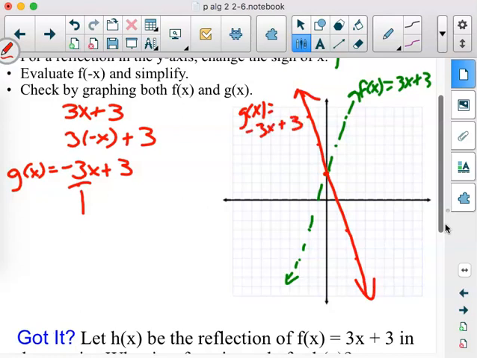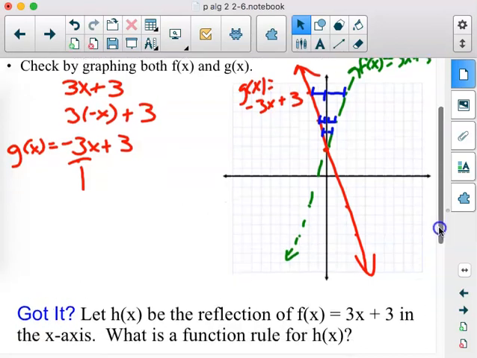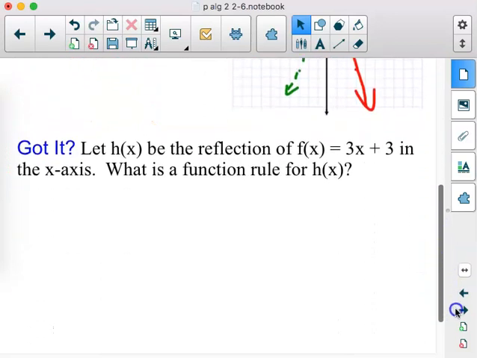So now what I want to see is, does it look like it's equal but opposite on the other side of the y-axis? So these distances should be the same, and they are. Those two distances are the same. So even though I manipulated the equation, when I graph it, it makes sense. It's reflected over the y-axis.